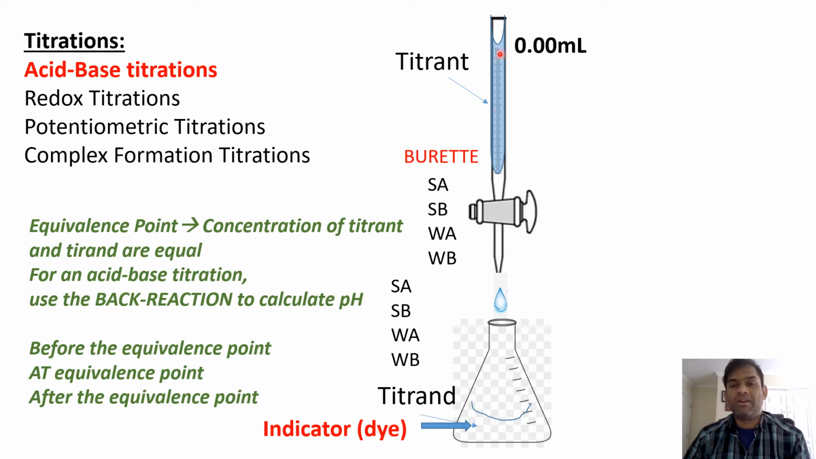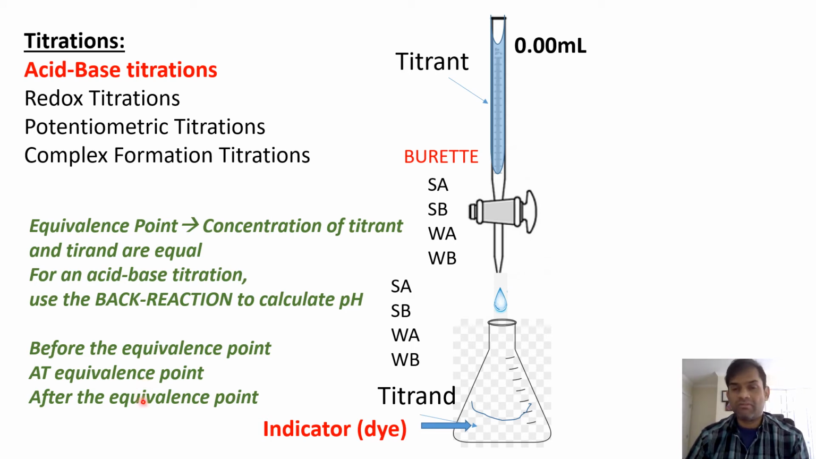At the equivalence point, you keep on adding, you add 0.5 mils or 1 mil, and then another 1 mil, another 1 mil, whatever increment you're adding, up to a certain point where all of the titrant reacts with all of the titrand. And when the concentrations are equal, we call that the equivalence point. So at the equivalence point, we're going to use the back reaction in our acid-base equilibrium reaction. Once again, we'll have practice problems dealing with this.